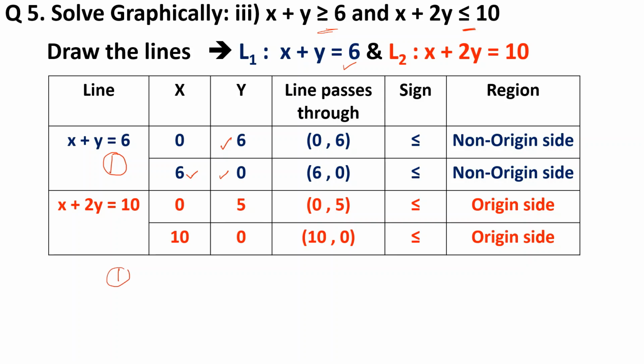So for the first line, if I put x is equal to 0 and y is equal to 0, what I get is 0 plus 0 greater than or equal to 6. So 0 is not greater than 6. Condition is not satisfied. So I am considering here the region to be non-origin side for the first line. Now come to the second line. For the second line, I should find the 2 points.